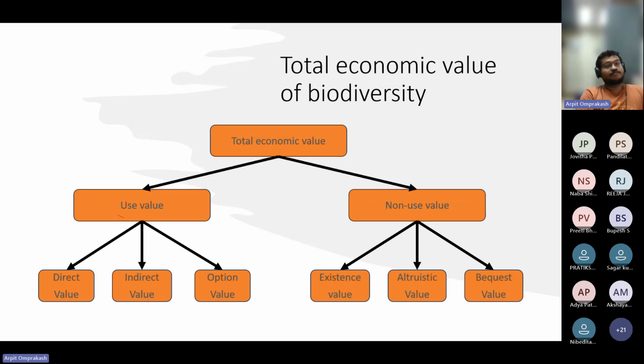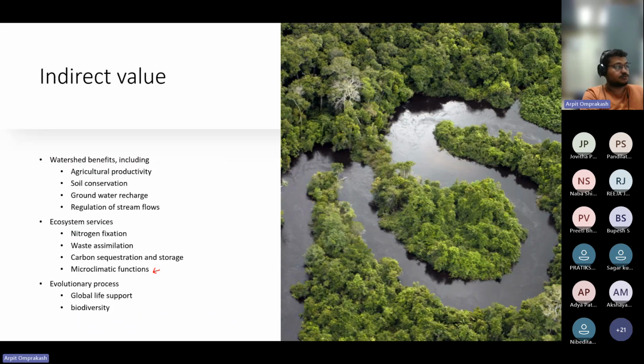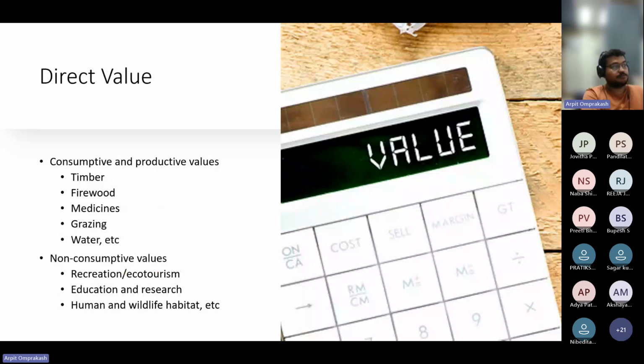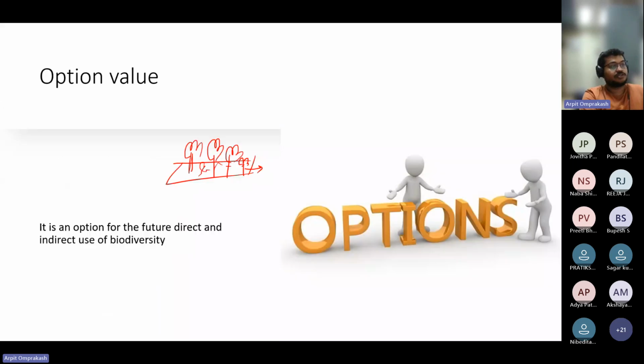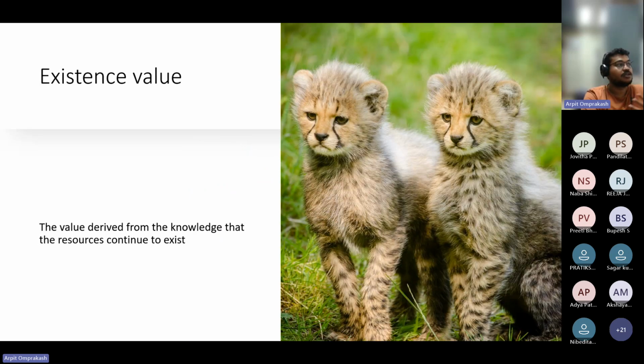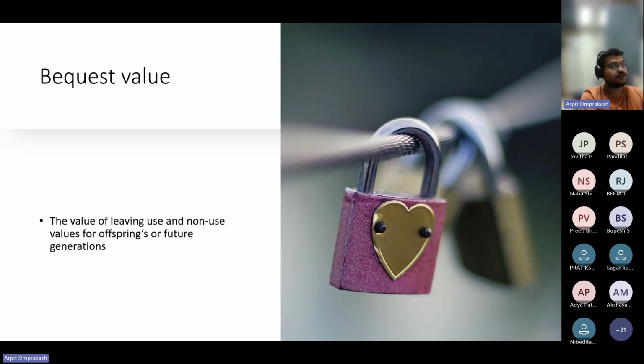We talked about how we value biodiversity: use value, non-use value, direct value, indirect value. Direct value is the value that we get directly from it by consuming it or not consuming it. Indirect value is the value that we get indirectly. Option value is the value that we get by keeping this resource for our future direct or indirect use. Existence value is the value that we get from the knowledge that the resource exists. Altruistic value is the value that we get from the knowledge that other people are using the resource and deriving some value out of it. Bequest value is the value that we get because of leaving the resource for our offspring or our future generations' use.